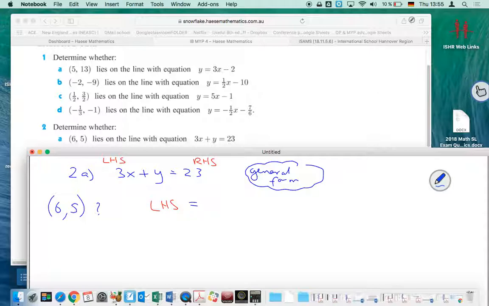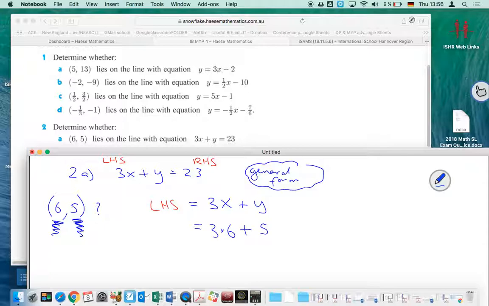Now, if the point lies on the line, it means that when you take x and y and put them into the equation of the line, it should make sense. It should work. So, what's on the left? The left says, you multiply x by 3, and then you add on what y is. So let's look. First of all, x is 6. So it's 3 times 6 plus, what's y? y is 5. So I've got to add 5 on.